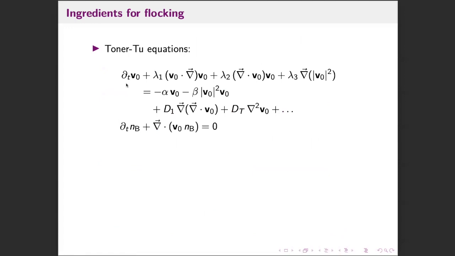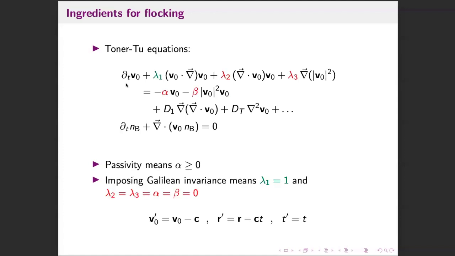So what makes the Toner-Tu equations so special, that they are really different from an ordinary fluid? And why can that arise from the Vicsek model? Well, there are two main ingredients. One of them is activity, which makes it so that this alpha term can go negative, whereas a passive fluid can only have this sign. Why that is, is not too easy to understand immediately, but I'll explain that throughout the talk.